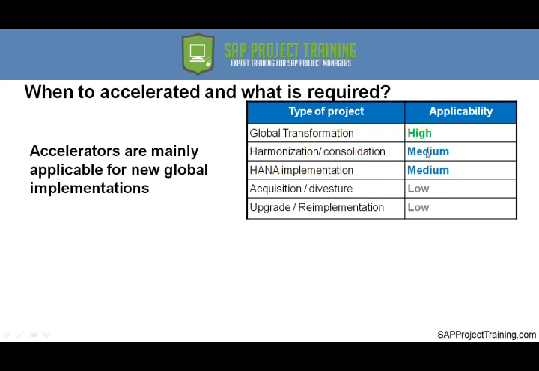But really, the main benefit is up here. It is global transformation where you have a lot of complexity and you're using SAP as an implementation driver to transform your business processes. This is really where you benefit the most. If you're going into an acquisition divestiture, you do not want any unknowns, and it's a completely different design project, as well as upgrade re-implementation. So this is where it's applicable to look at accelerators.